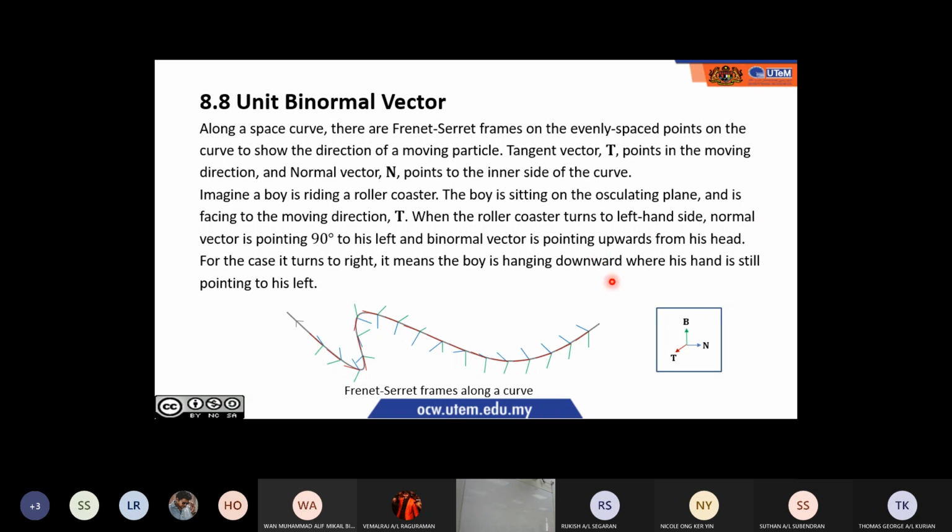This one, along a space curve. This is a space curve. There are Frenet-Serret frames on evenly spaced points. Evenly spaced means the space between two points is the same, the distances are the same. That is called evenly spaced points. So evenly spaced points on the curve show the direction of a moving particle. When a particle moves, you have to imagine that at every single point there is a Frenet-Serret frame.